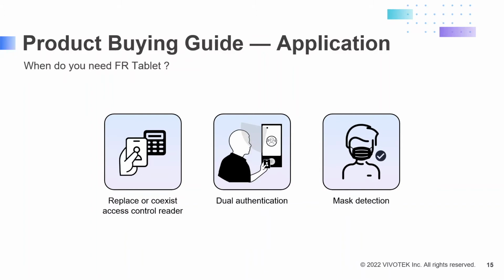The second part is, when do you need a facial recognition tablet? Well, the first reason is if you are going to replace or have it coexist with a current access control card reader. The second reason is if you want to replace the card reader, then the tablet has both facial recognition and a built-in card reader in itself. And lastly, because of the characteristic of a facial recognition tablet, the person will generally walk closer in distance, and therefore mask detection is a lot more effective in this solution.